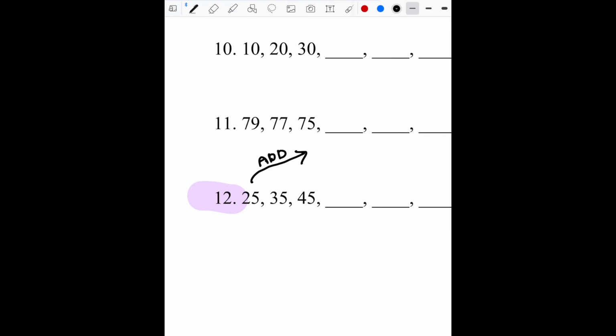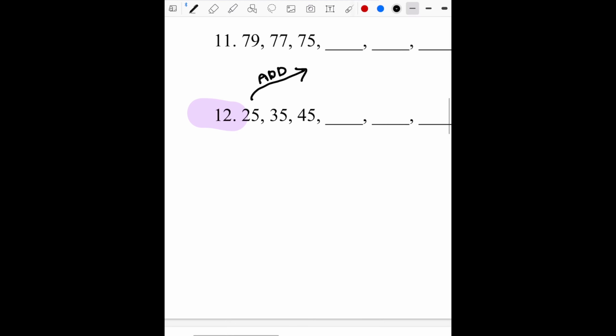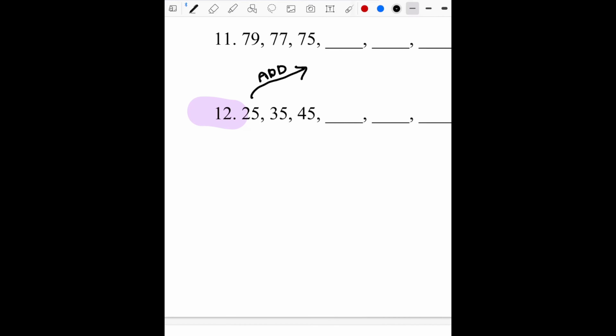So now that we figured out if we're adding or subtracting, we have to find out the pattern that it's going by. We can do that by simply subtracting the number that's next to 25 to find out the pattern. So 35 minus 25 is, 5 minus 5 is 0. 3 minus 2 is 1. So we are simply adding by 10.